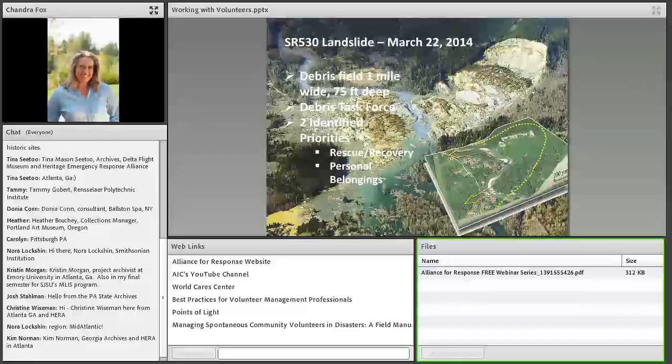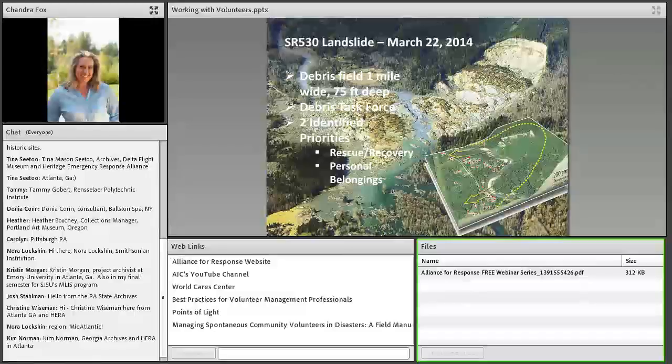And you may have heard of it. It was a significant event, and we did get national news coverage on it. So on March 22nd in 2014, we had a major landslide here in my home county. The incident site was about 40 miles from my home. It was a massive, massive landslide that basically destroyed a rural neighborhood.